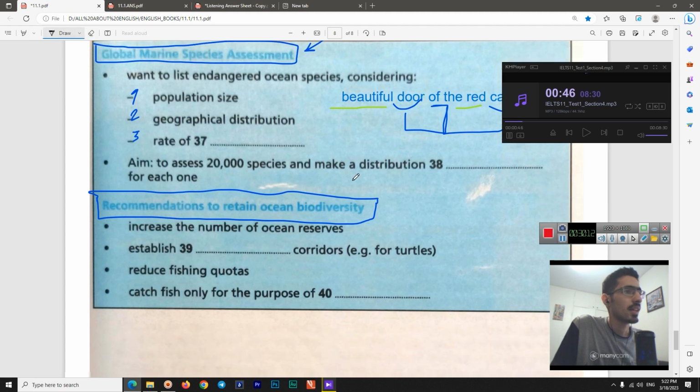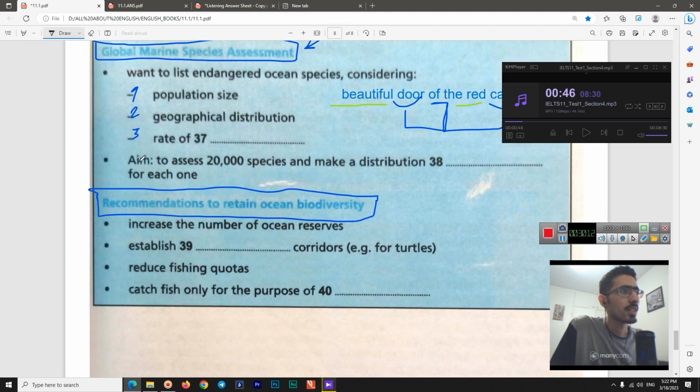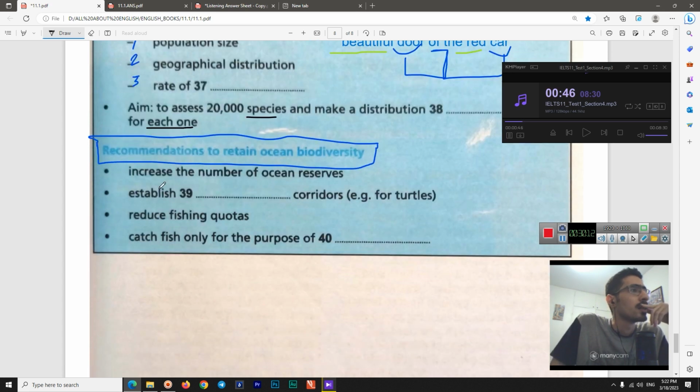Anyway, and finally it says, what is the aim of the project? They want to check or assess, control, check, assess 20,000 species, kinds of animal, and make a distribution, what? Distribution chart, distribution plan, something. Again, it's a noun for each. For each one means for each species. Recommendation to retain ocean biodiversity.